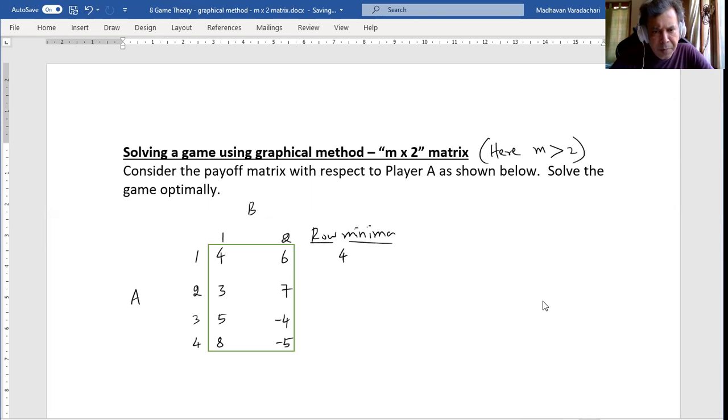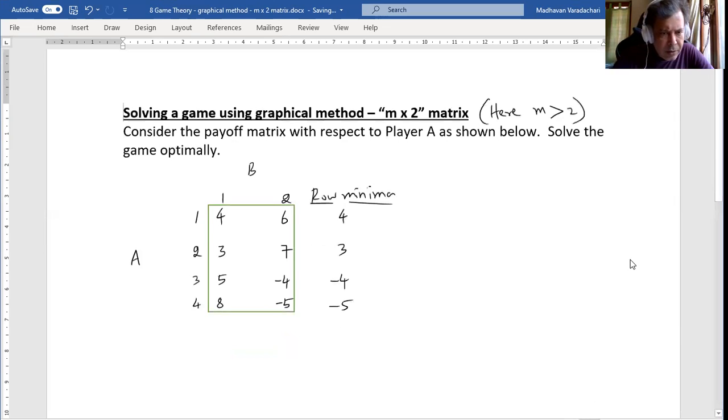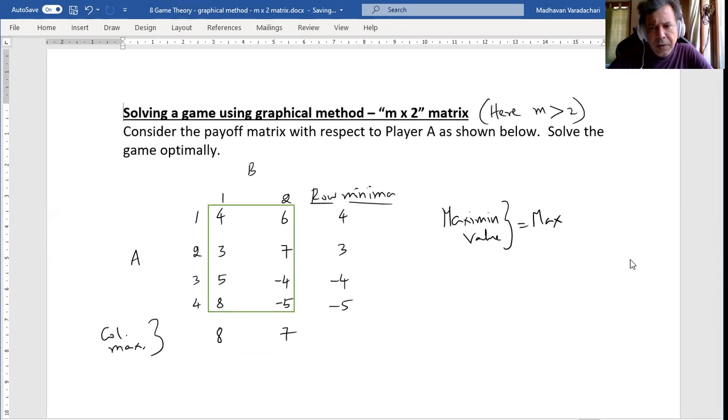Row minima: the first row minimum is 4, then 3, then -4, -5. Then column maximum. First column it is 8, second column it is 7. So we have now the maximin value, which is the maximum of all the minimum values, that is 4, 3, -4, -5, which becomes 4.